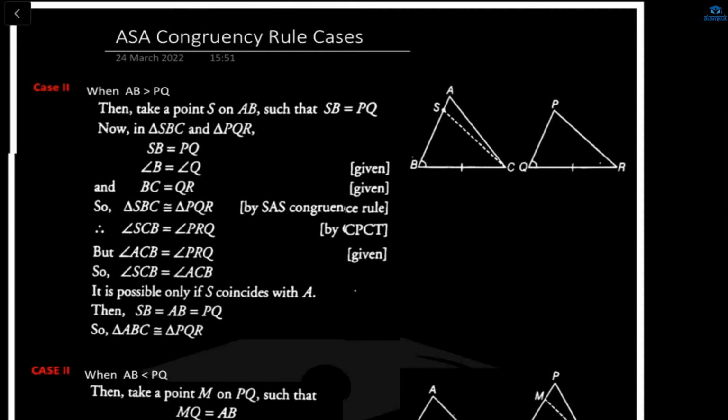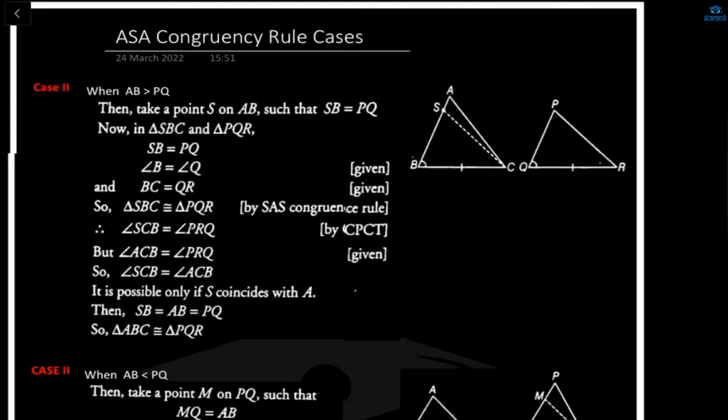Earlier we took AB equal to PQ. Now this time I am taking AB greater than PQ. If AB is greater than PQ, then to prove the triangles are congruent, I am taking a point S on AB such that BS is equal to PQ. I am doing a little construction: I am taking a point S on AB in such a way that BS is equal to PQ. Now let's do the proving.